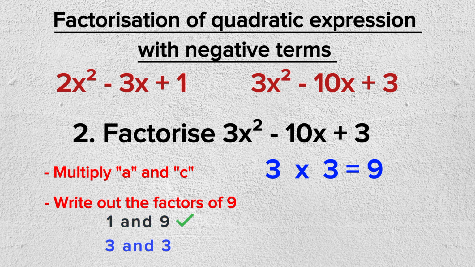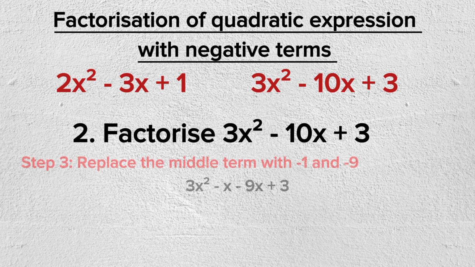1 and 9 will add up to give 10. But we have minus 10. What form of 1 and 9 will add up to give minus 10? We have 1 and 9, minus 1 and 9, 1 and minus 9, minus 1 and minus 9. Minus 1 and minus 9 will add up to give minus 10.